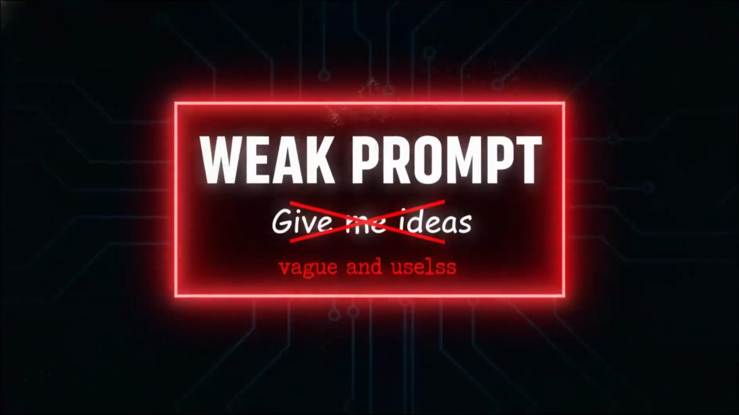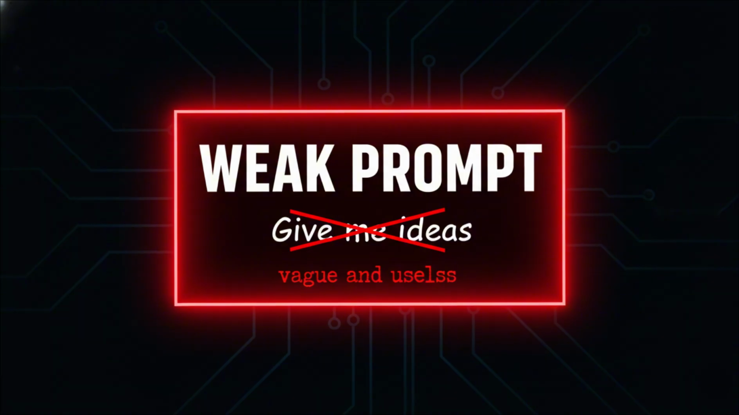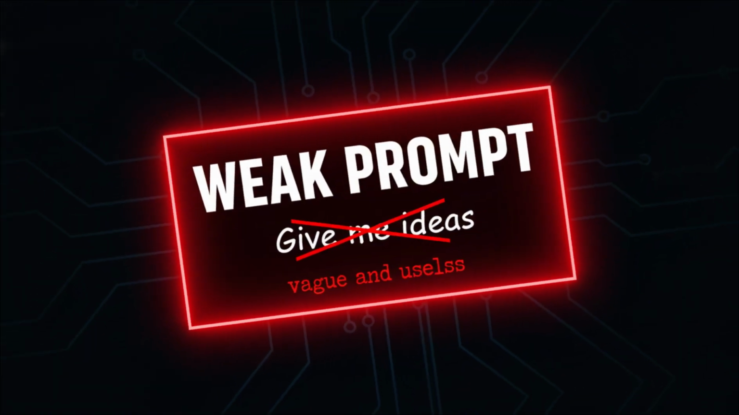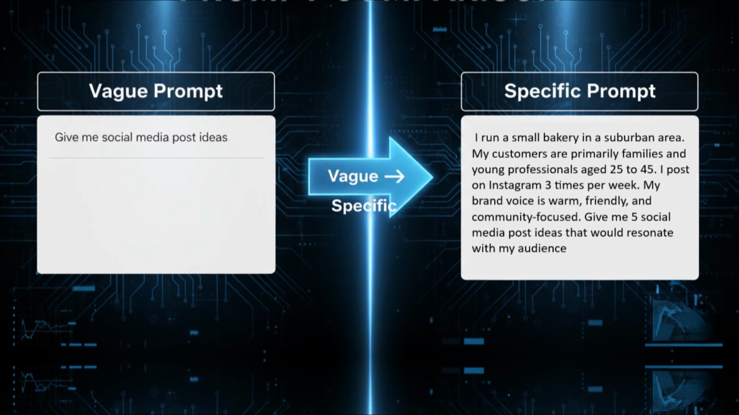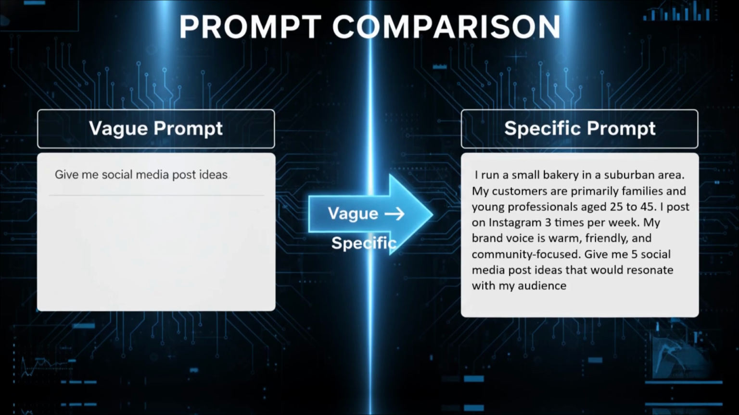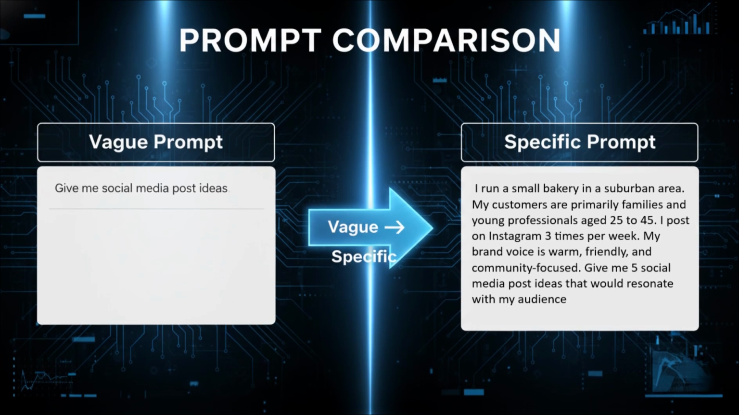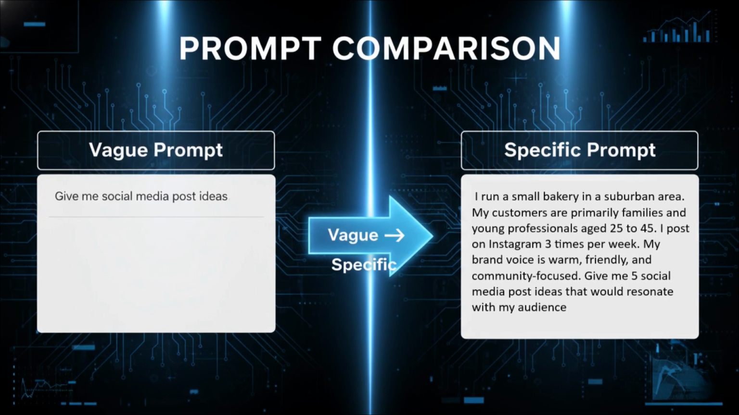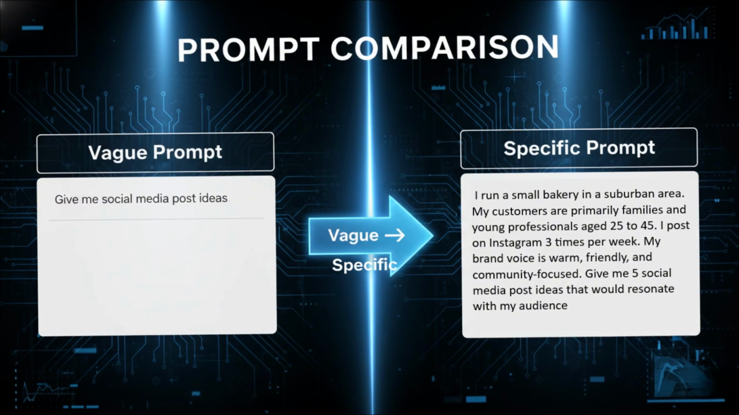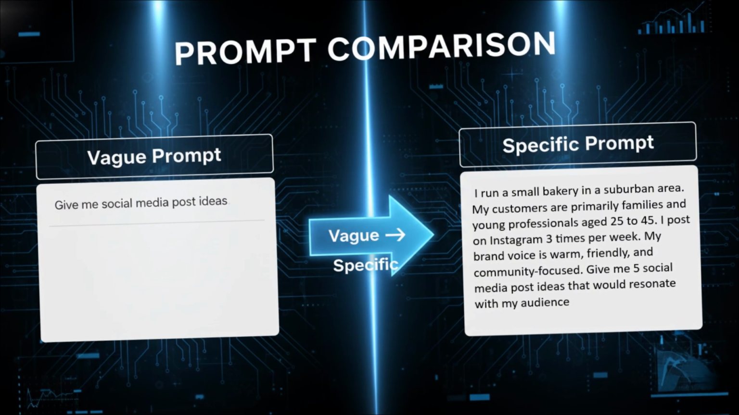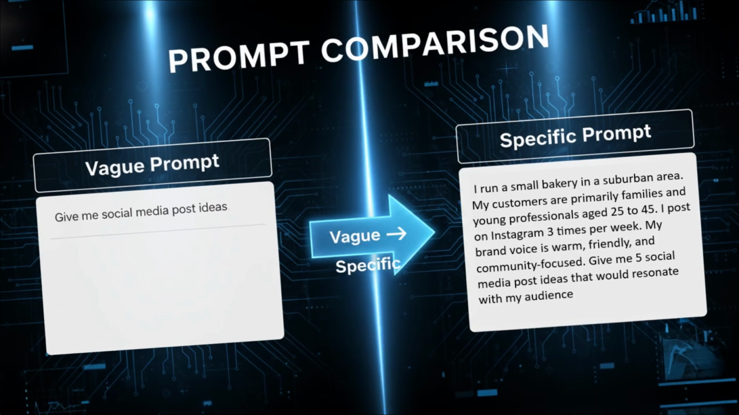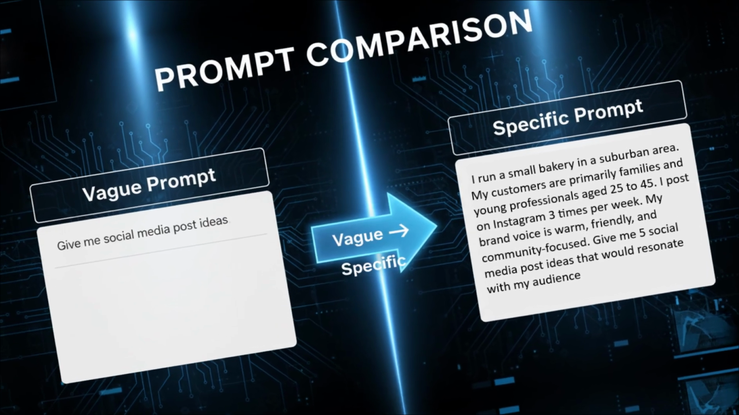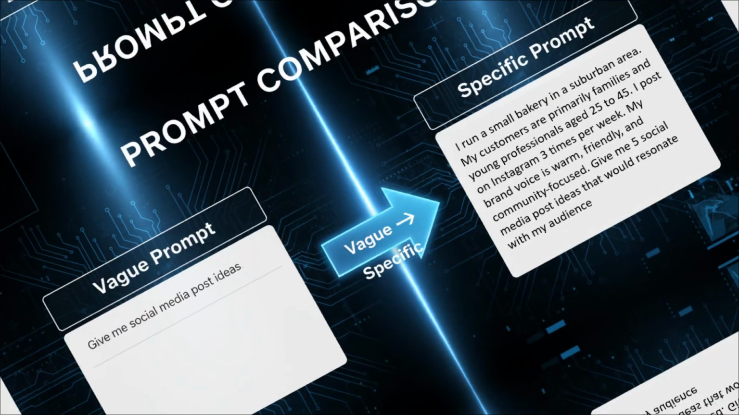Here's a weak prompt. Give me social media post ideas. Here's context-loaded prompting. I run a small bakery in a suburban area. My customers are primarily families and young professionals aged 25 to 45. I post on Instagram 3 times per week. My brand voice is warm, friendly, and community-focused. Give me 5 social media post ideas that would resonate with my audience. See the difference? The second prompt gives AI everything it needs to create relevant, targeted suggestions.